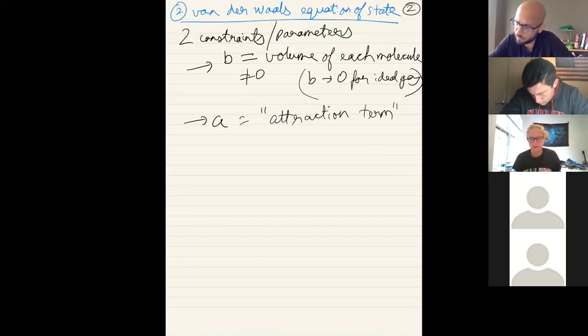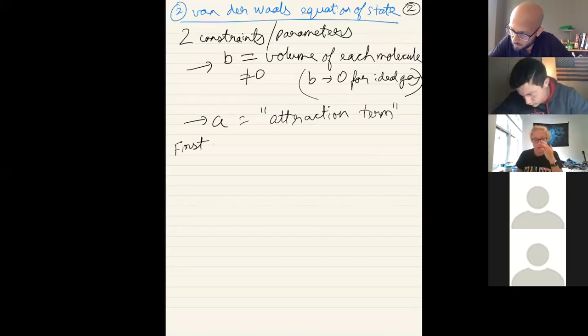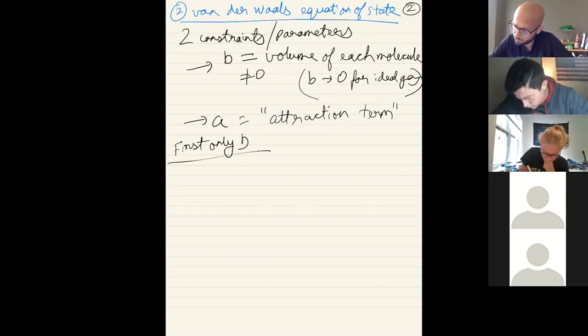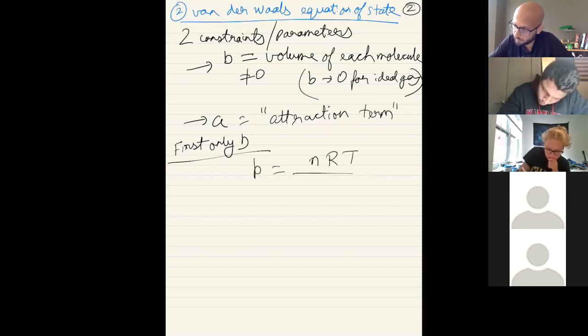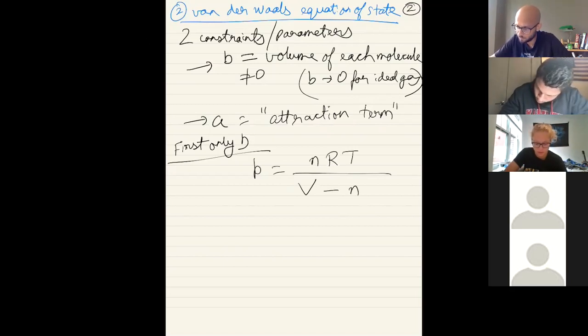Together with this, we can write down the van der Waals equation of state in a simple way. So let's first just think about B. First, only B. What would that mean? For an ideal gas, P is equal to nRT by V. This is what we had for an ideal gas. The simple change we make here is that we subtract NB from V, where N is the number of molecules.